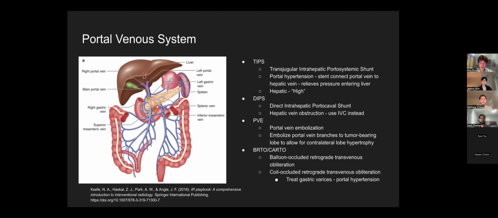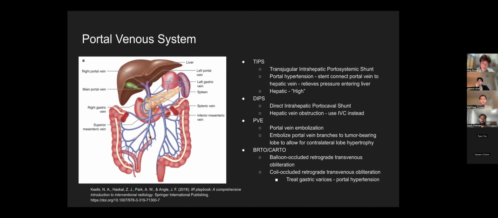If there's an obstruction in the hepatic vein, you can bypass it and just create a direct shunt through the IVC into the portal vein. I have an application image in a later slide showing that. You can also do a portal vein embolization. You'd embolize portal vein branches to a tumor-bearing lobe to allow for contralateral lobe hypertrophy. And then you can also do something like a BRTO or CRTO, Barto-Carto, balloon-occluded or coil-occluded retrograde transvenous obliteration. These are used to treat gastric varices if a patient has portal hypertension.